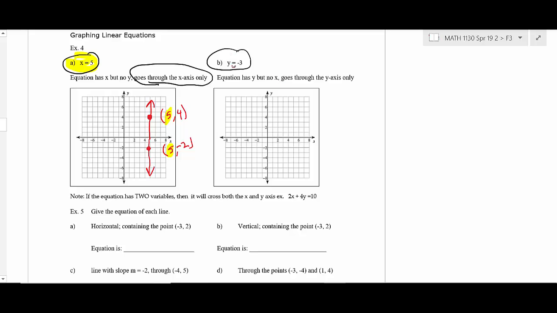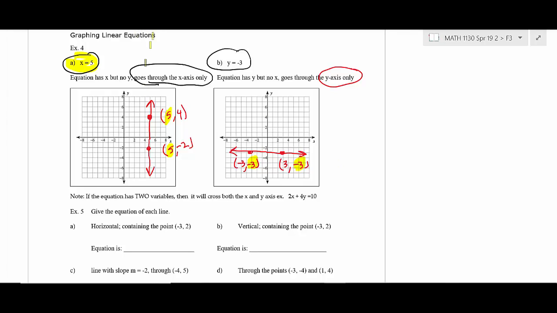Okay, the next one goes like this. If you have a y, then it's only going to go through the y-axis. So this one you would just draw a horizontal line like that. It's a good idea to pick a couple of dots. I'm going to label that as 3, -3. And this one over here is -3, -3. Okay, the thing I want to point your attention to is the y values are always the same. That's why it's horizontal. If you understand the y part, then you'll just figure it out as you go. All right, so that's the idea.